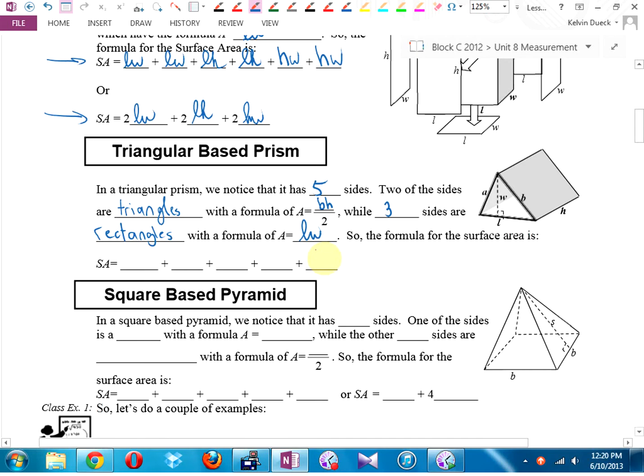Okay? Here, I think we would have this. Let's see. The front triangle, the base is that long. We called that L. The height is that long. We called it W. Divided by 2, that's the area of the front. The back, Anthony, is the same shape.